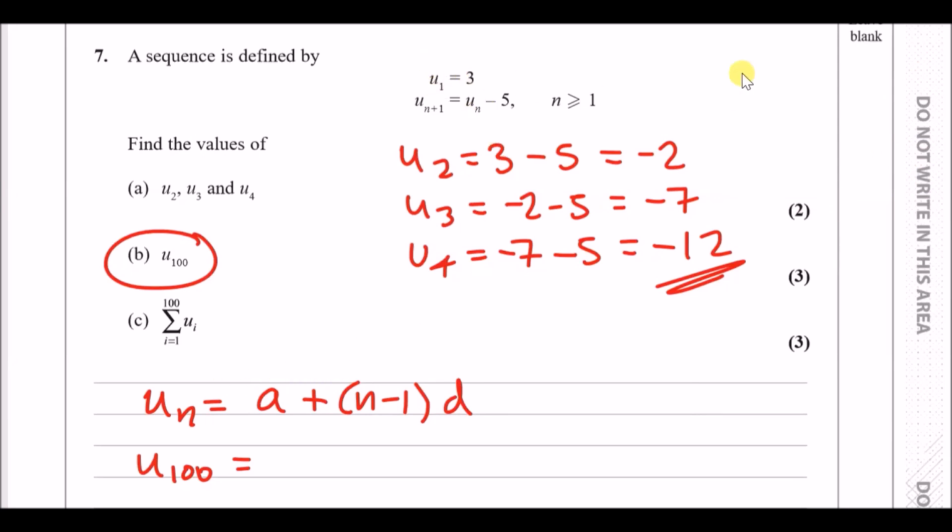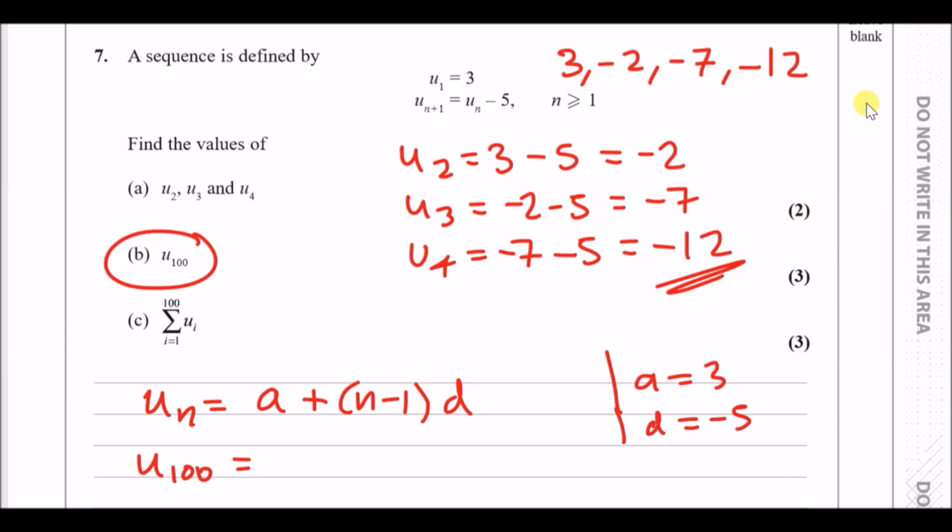If we imagine what we just found, the u1 value, and then u2, u3, and finally u4, we can see that the first term is 3, and there seems to be a common difference of minus 5, because it's going down by 5. So in this case, a is 3, d is minus 5. Plug this back in, so you get 3 plus n, which is 100, take away 1 is 99, times minus 5. Putting this in your calculator, you should get a value of minus 492. That's it, that's B done.